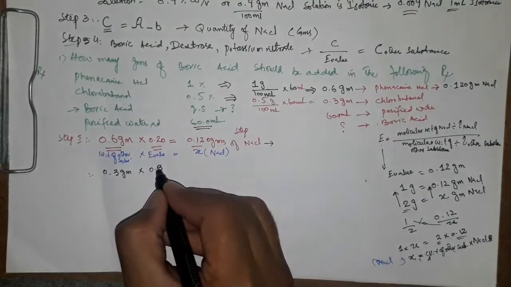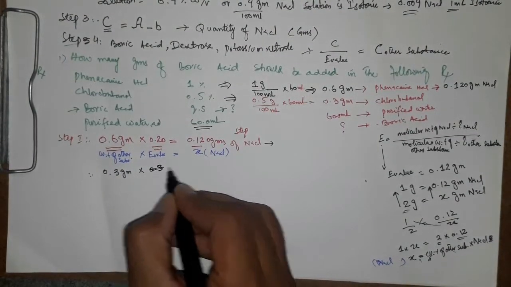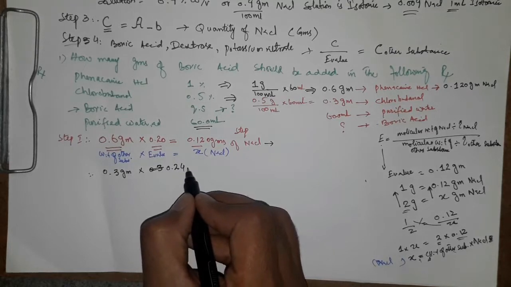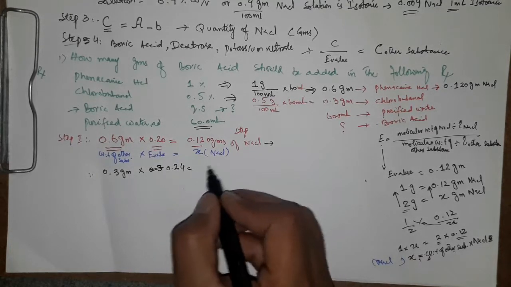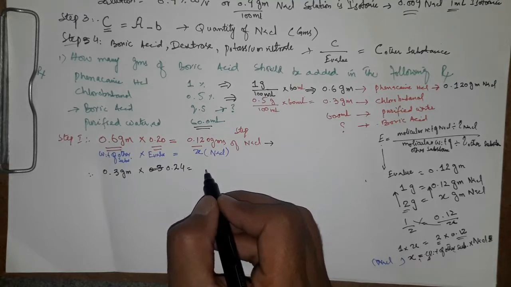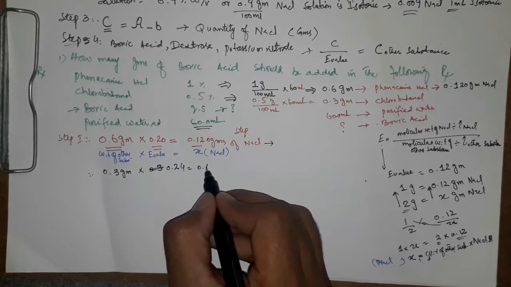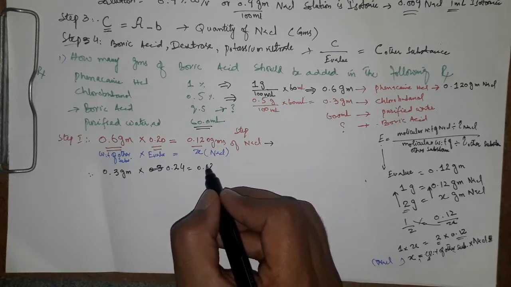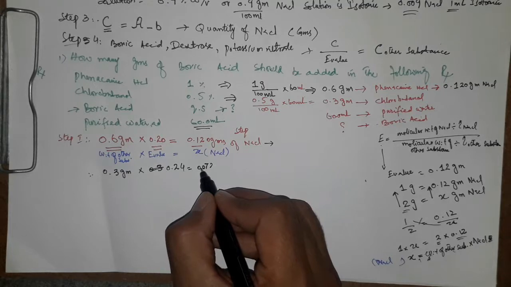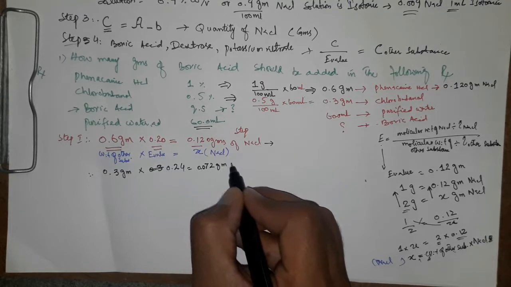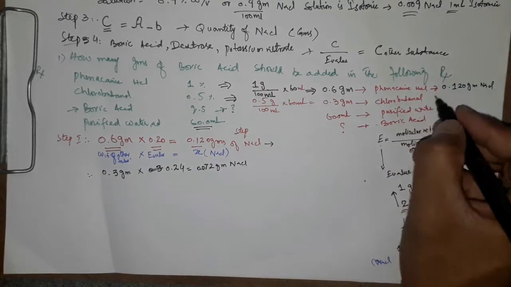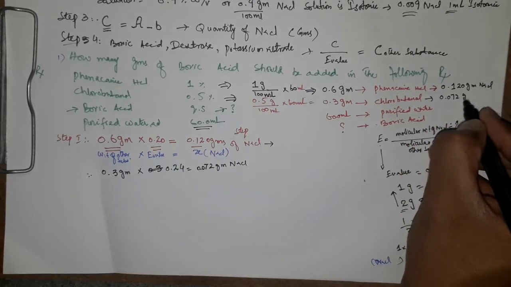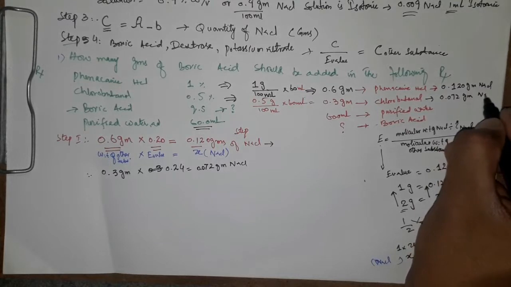Sorry, its E value is not 0.3, it is 0.24. So how many grams of sodium chloride will it become equal to? It will become equal to 0.072 grams of sodium chloride. So this 0.3 gram of chlorobutanol represents 0.072 grams of sodium chloride.